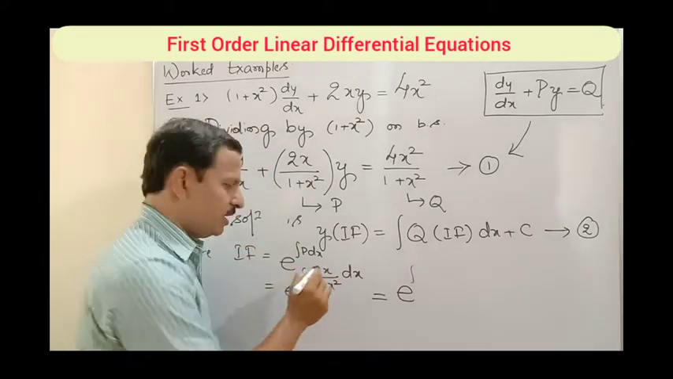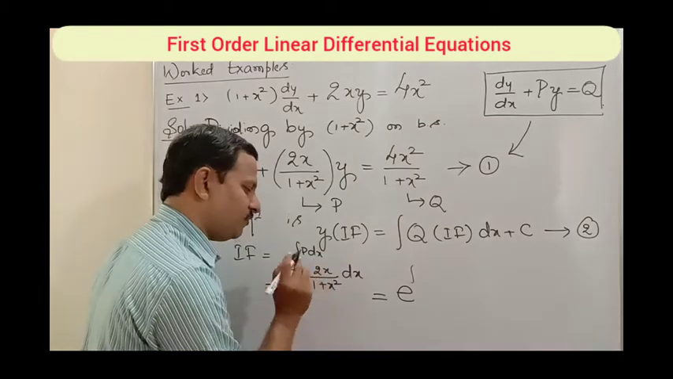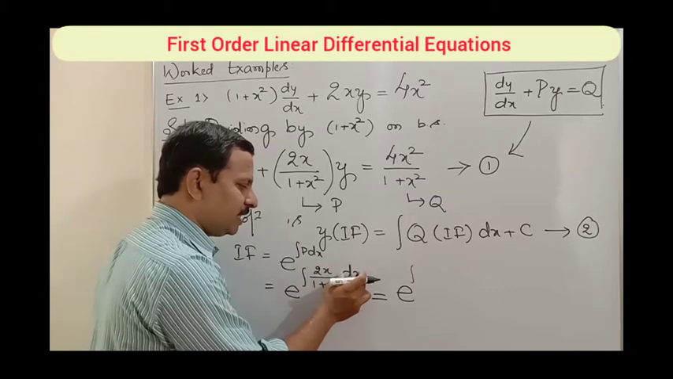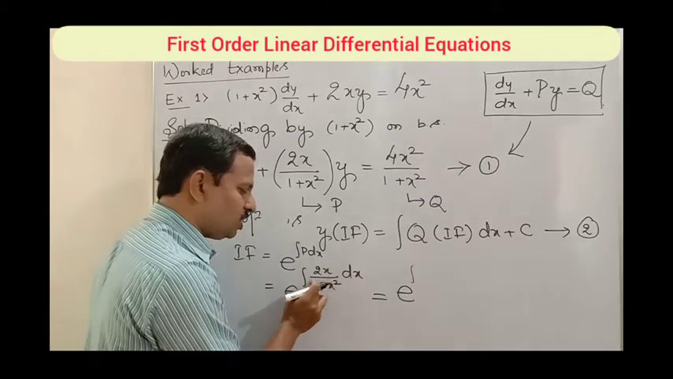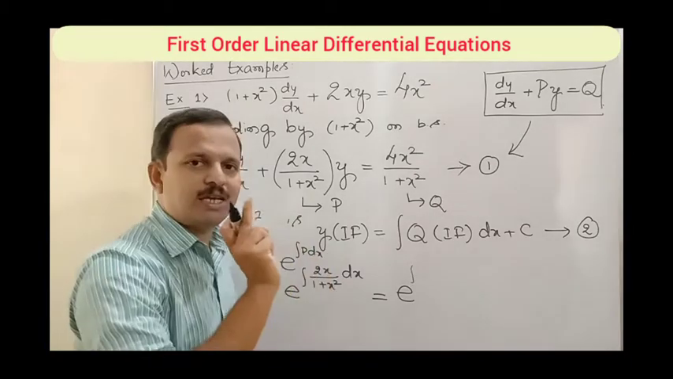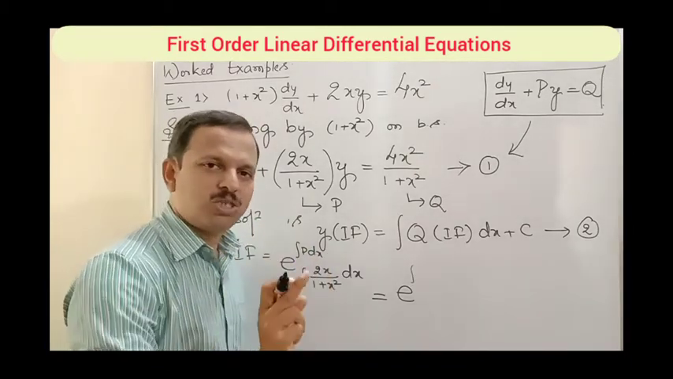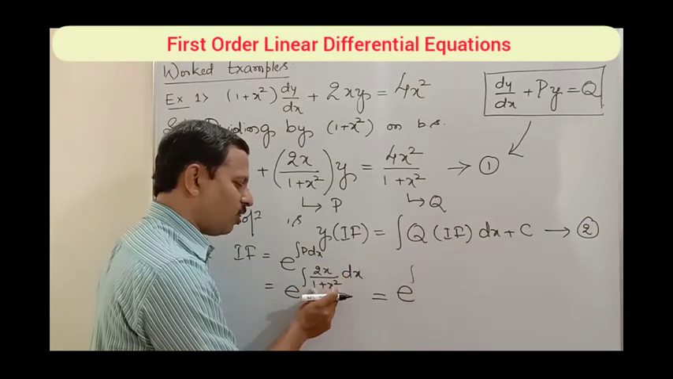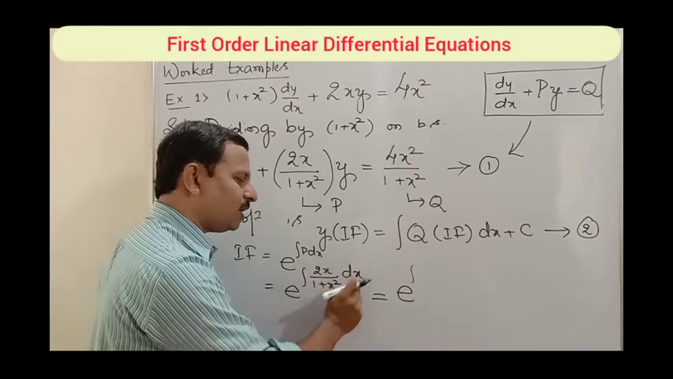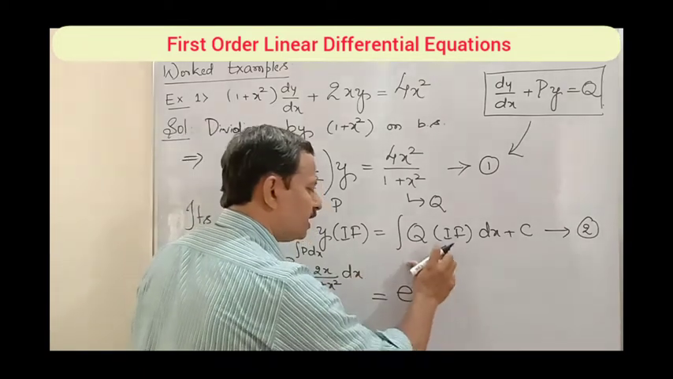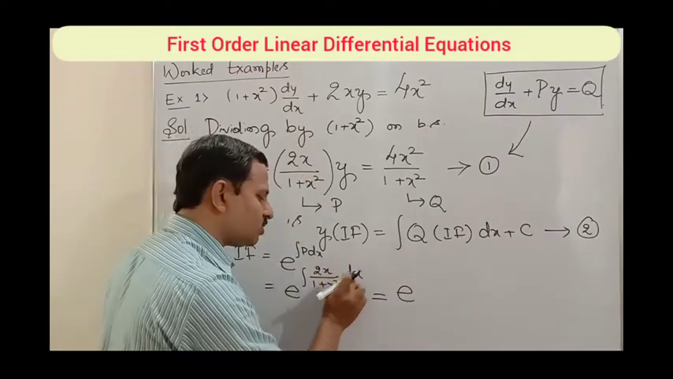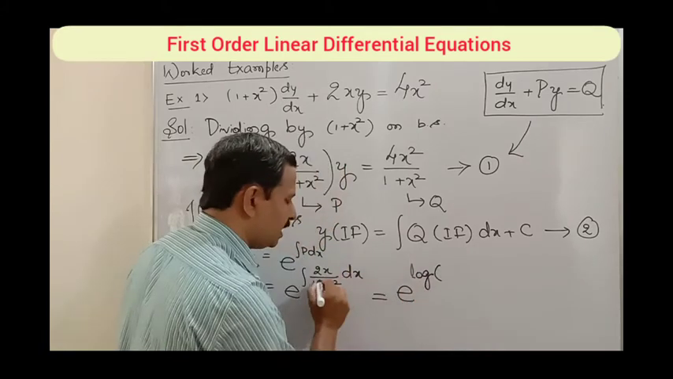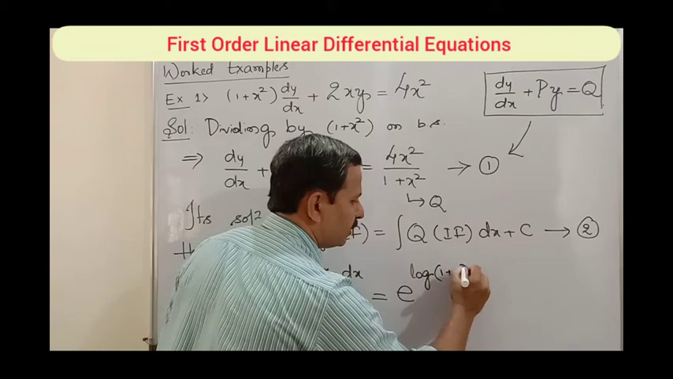We have to observe here, this is a very simple integration in fact, because if we look at the numerator, it is 2x dx, which is the differentiation of the denominator. Denominator is 1 plus x square, whose derivative is 2x dx. So the numerator is the differentiation of the denominator. Therefore the integral of that quantity is log of the denominator. Denominator here is 1 plus x square.